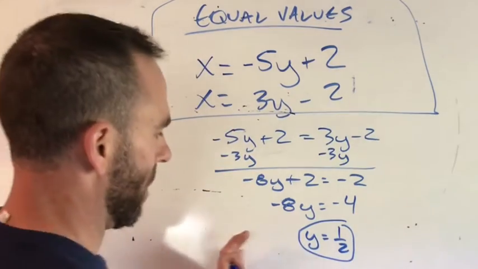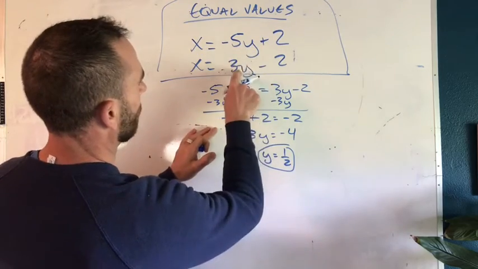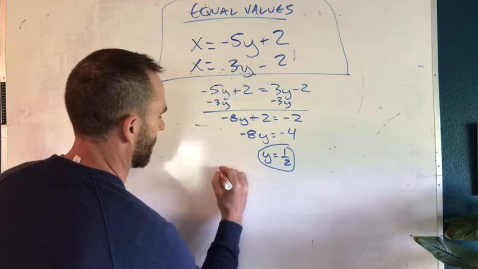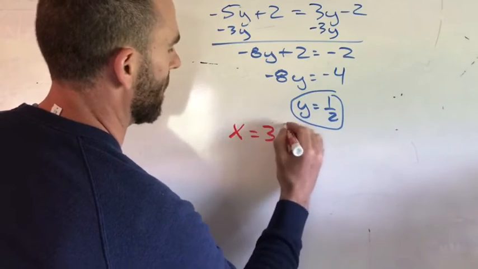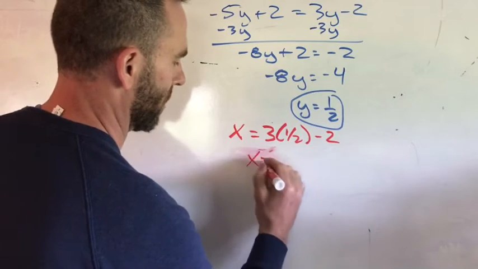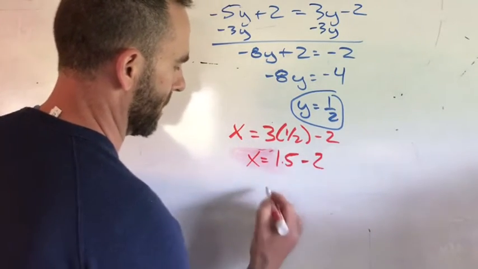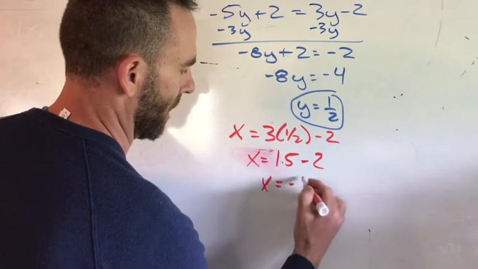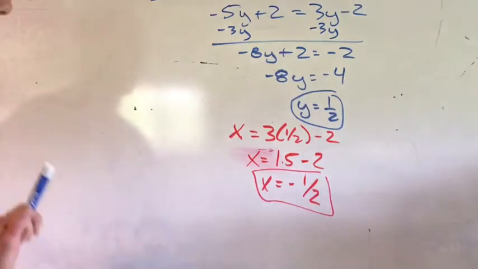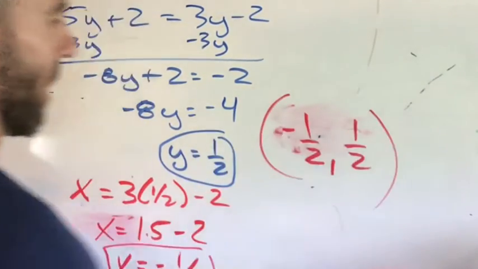Okay. Now I'm going to take this y equals 1/2, and I'm going to put 1/2 in for y in one of those two. So let's take the bottom one. X equals 3 times 1/2 minus 2, and then x equals 1.5 minus 2, so x equals negative 1/2. Okay, again, I know I skipped a few things there. So I have negative 1/2 comma 1/2, and that's my ordered pair.